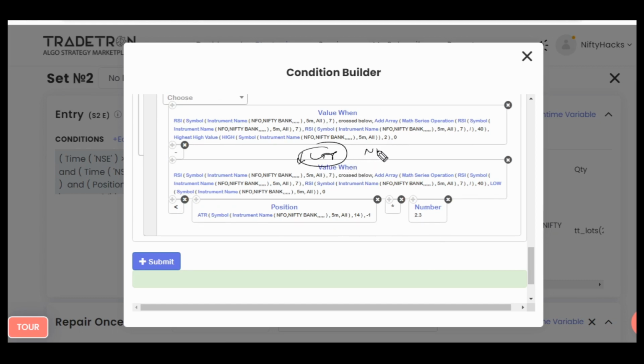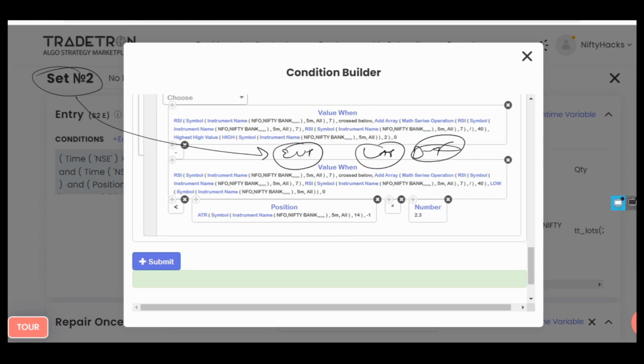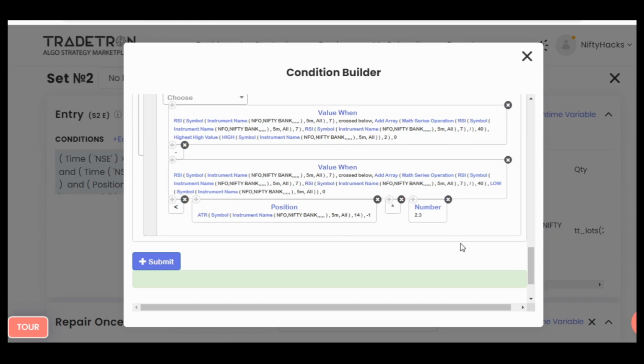LTP of NFO Bank Nifty. That way you will enter as per your entry underlying price. The entry underlying price happens after the entry is taken. We are checking the condition right now, so here we can't use entry underlying price. You have to use LTP of Bank Nifty, right? So this is one more thing you can modify if you want to.